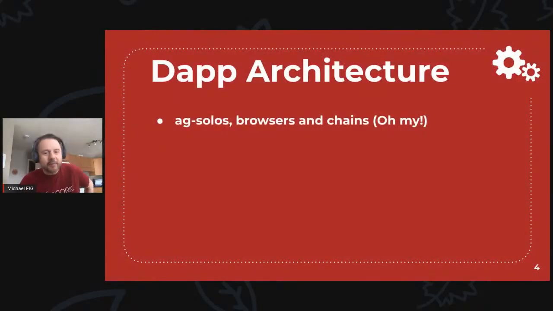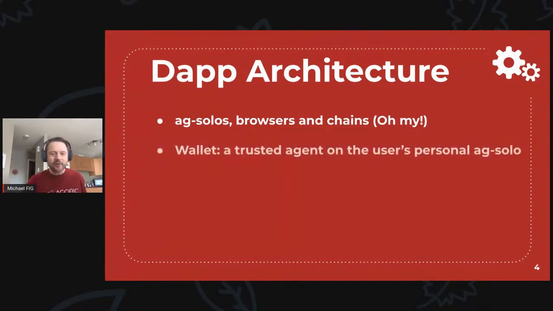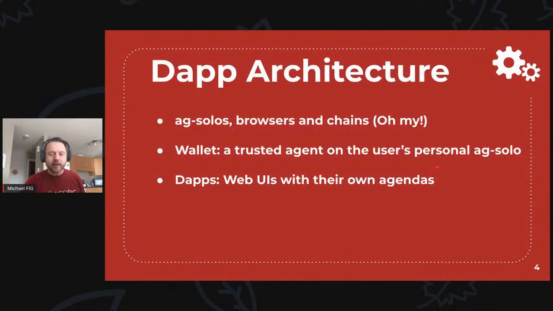So dApps are made up of AgSolos, browsers, and chains. Oh my. Basically, AgSolos are single clients that run off the blockchain. Browsers connect these AgSolos with each other over HTTP requests, and the chain itself is also using an Agoric platform, but it's running in a replicated state with different validators. So the wallet is a trusted app on the user's own AgSolo, but dApps are basically web UIs that have their own agendas. And the dApp API servers are a dApp's public AgSolo.